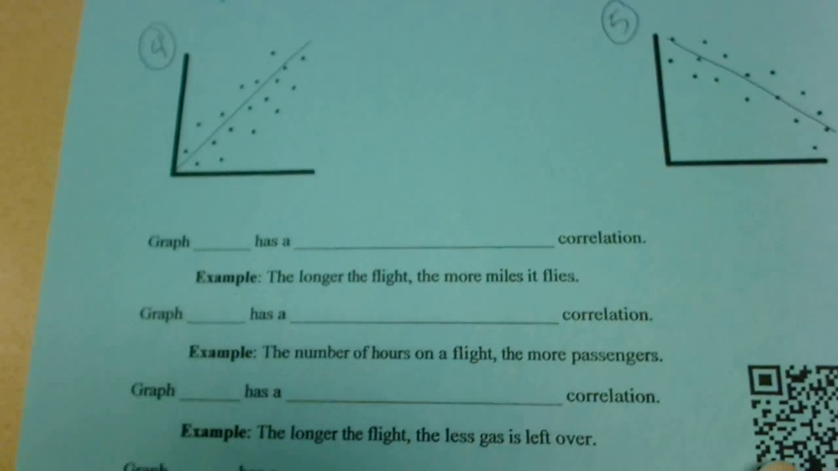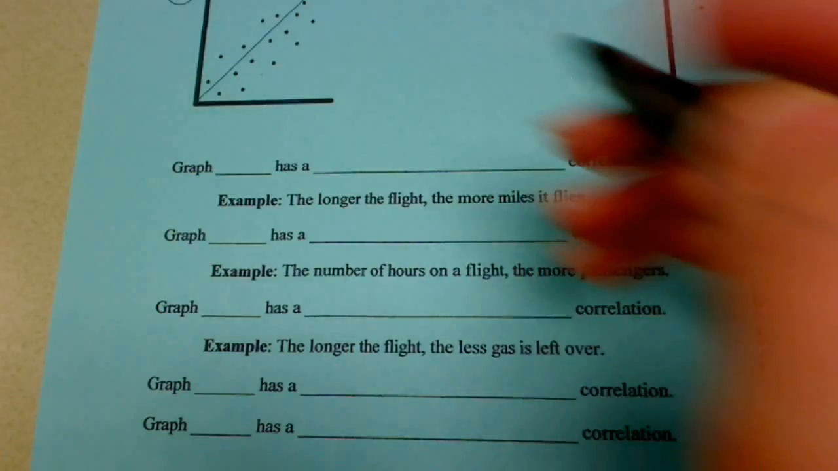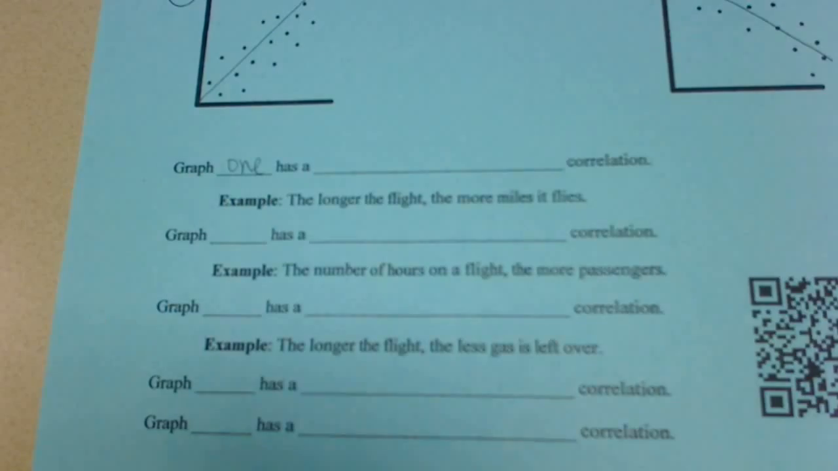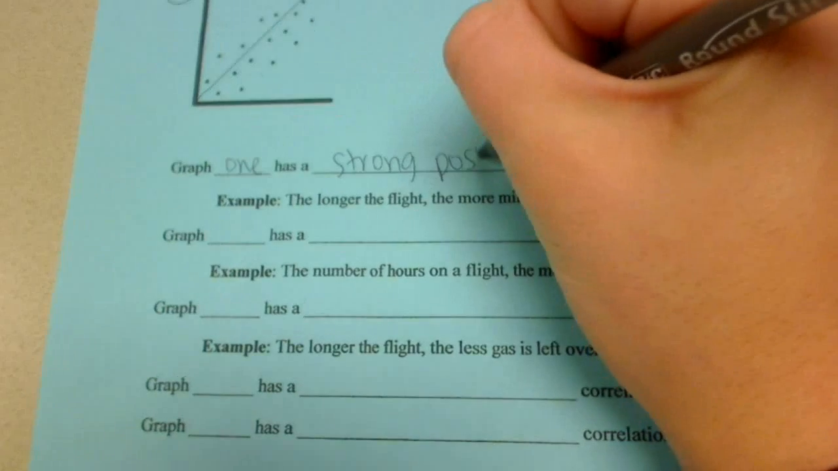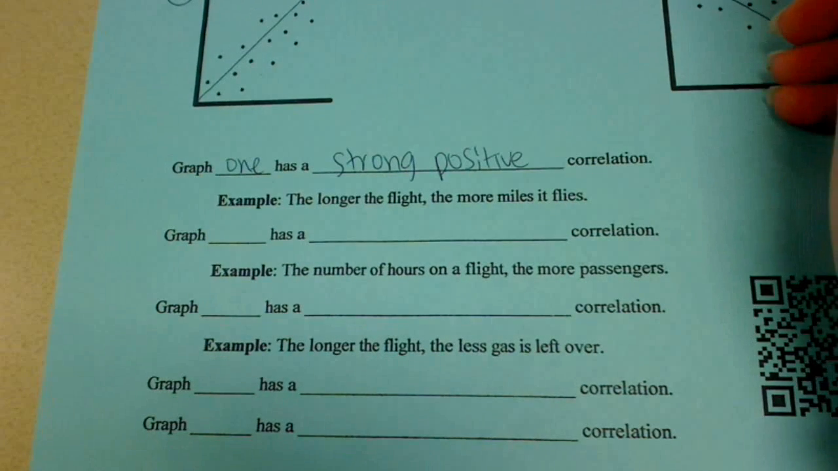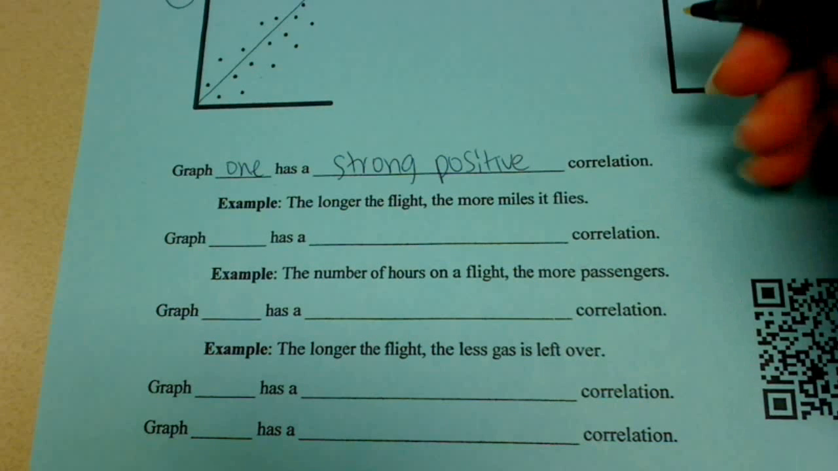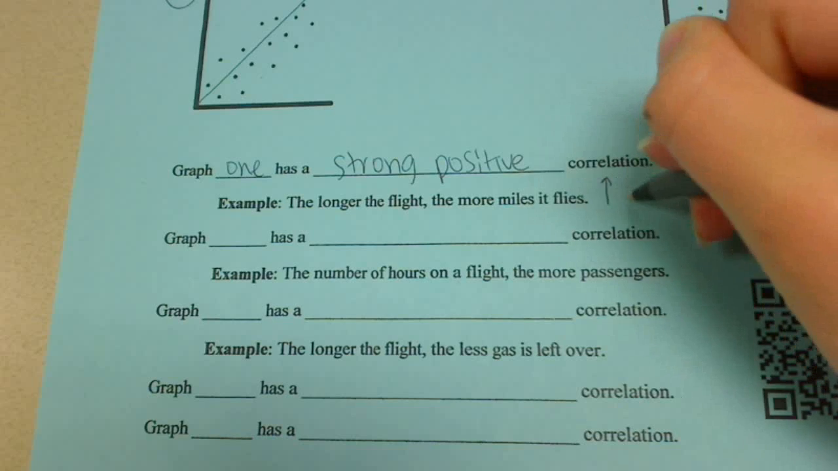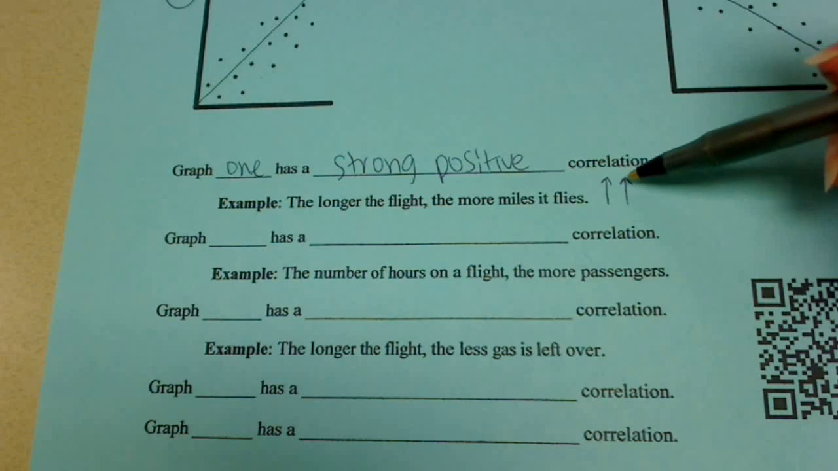Now to explain what those graphs are, I have this for you. Graph 1 has a strong, positive correlation. For example, the longer the flight, the more miles it flies. Both sets of data will be increasing. The longer the flight is increasing, the more miles it flies is also increasing.